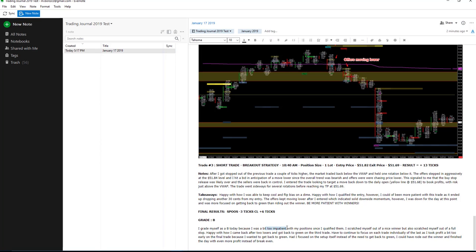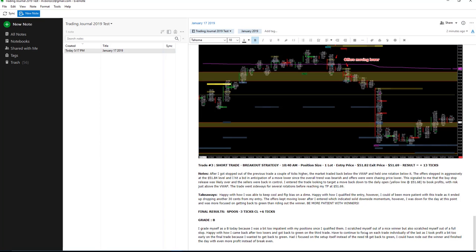I was a bit impatient with my positions once I qualified them. I scratched myself out of a winner, but I also scratched myself out of a full stop. And I was happy with how I came back after the losers and got back to green on the 3rd trade. And here I wrote, what I have to continue to focus on is focusing on each trade individually instead of focusing on the last trade and what profits you can make on this one.